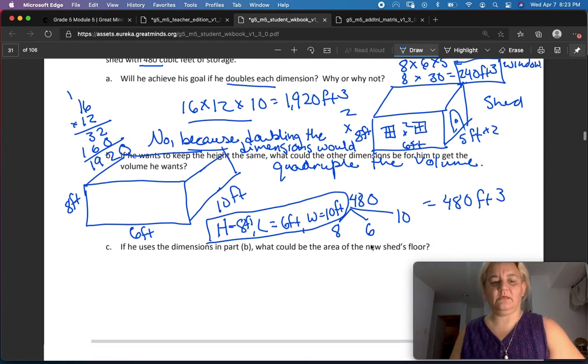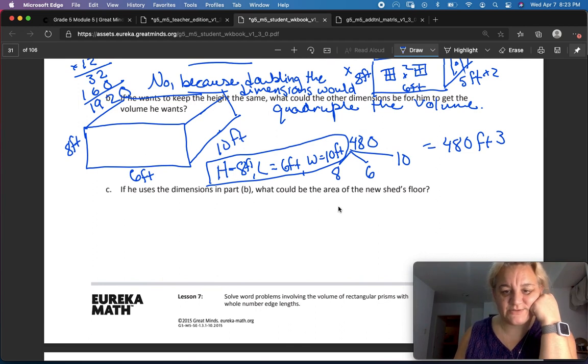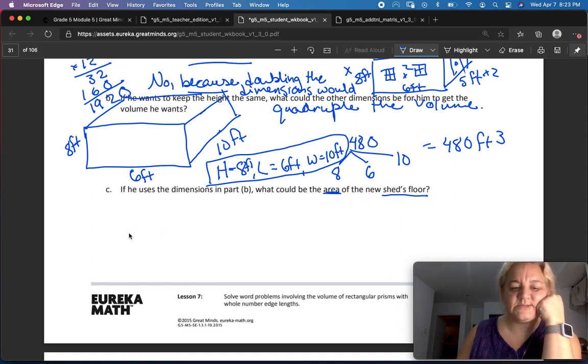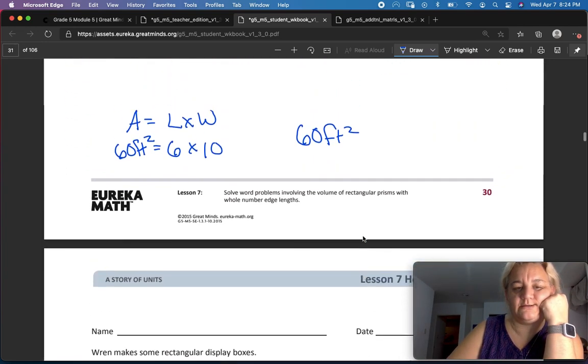Okay? All right, if he uses the dimensions in part B, which we just did, what would be the area of the new shed's floor? Just the floor and its area. So what is area? Area equals length times width. With our new dimensions that we just created, that would be 6 times 10, which would be 60 feet, not cubed, but squared. What would the area of the new shed's floor be? 60 feet squared. Okay, all right.